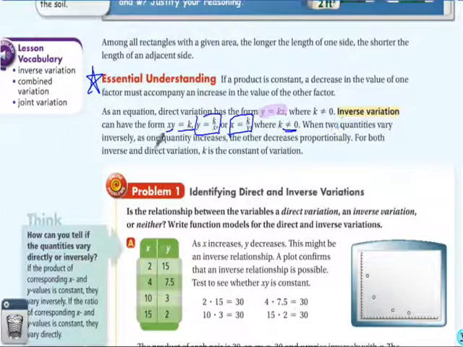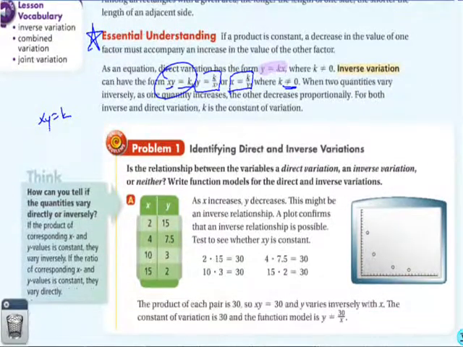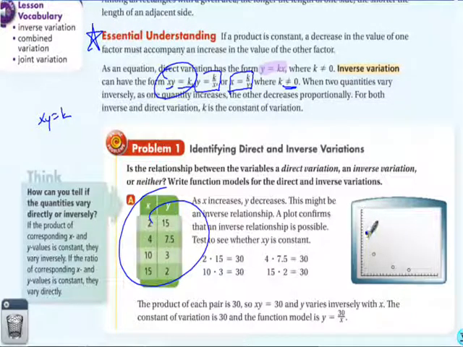Okay. When two quantities vary inversely, as one increases, the other decreases. I like this one right here, xy equals k. Basically, it's an inverse variation if when we multiply the x and y together, we get the same number. So for example, here, identifying whether it's direct or inverse: 2 times 15, 30. 4 times 7.5, 30. 10 times 3, 30. 15 times 2, 30. This is an inverse variation. When we graph it, we get these points right here. Okay, that is an inverse variation. You'll recall that a direct variation was just a line.